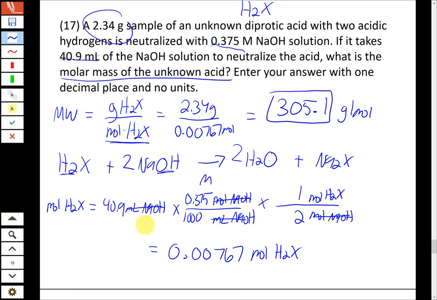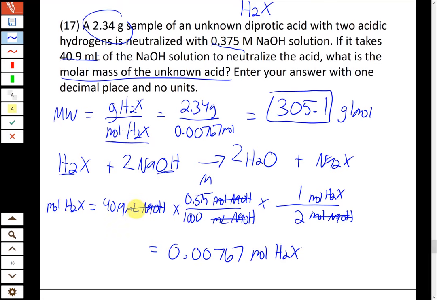Okay, so the way we do this at the bottom is, for solution stoichiometry, what you're usually going to do is, for one of the substances, you're going to know the volume and the molarity. So you're going to start with that because that allows you to find the moles of that substance. So for NaOH, we know that we have 40.9 milliliters, and we know that its molarity is 0.375 molar.